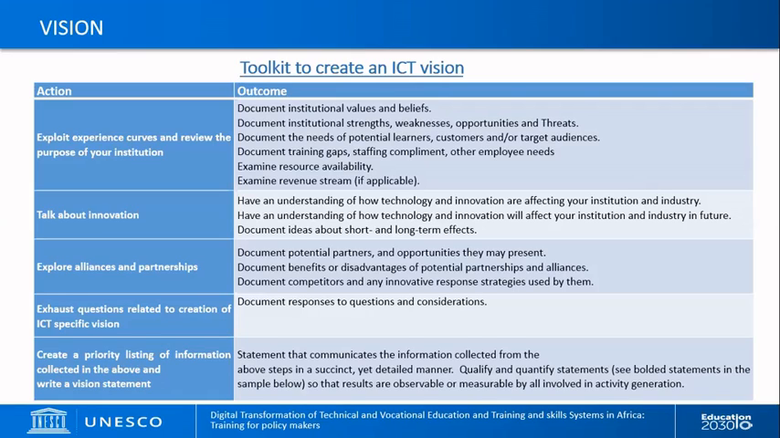Then after that, the next action is talking about innovation. After talking about innovation, we explore alliances and partnerships. And then we exhaust questions related to creation of ICT specific vision. Now, the documents here are the responses to questions and considerations. And then finally, we create a priority listing of information collected in the above and write a vision statement.